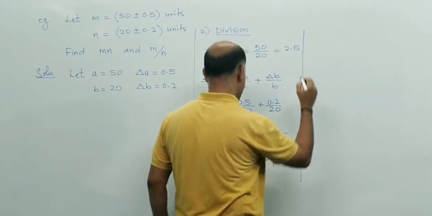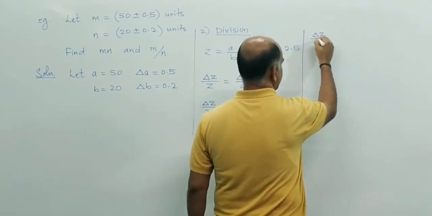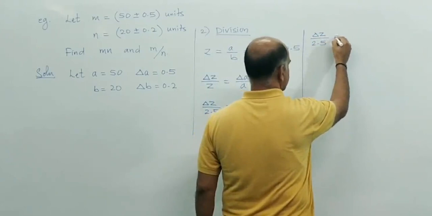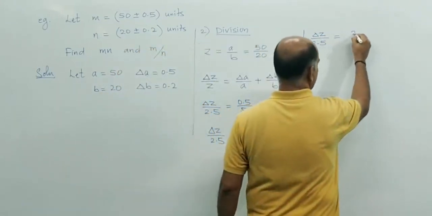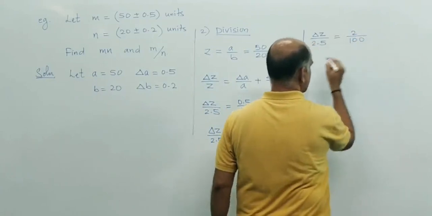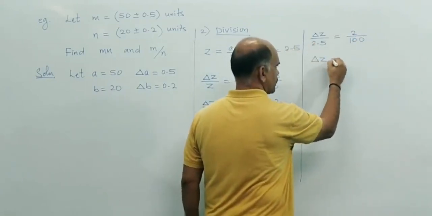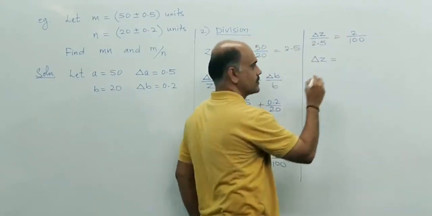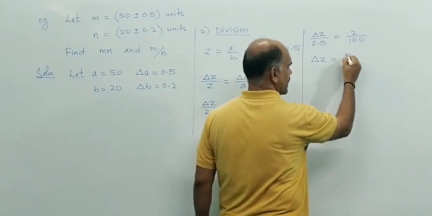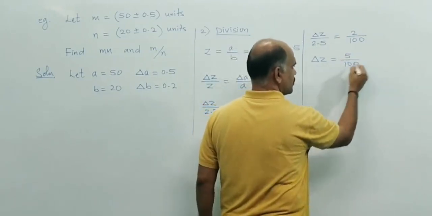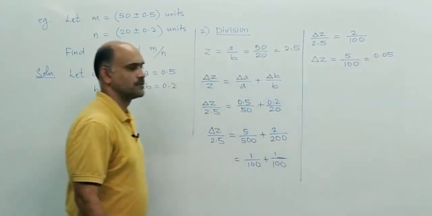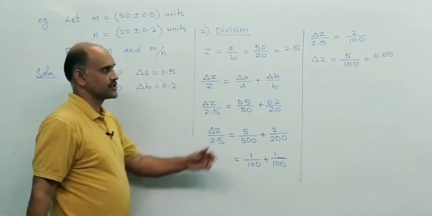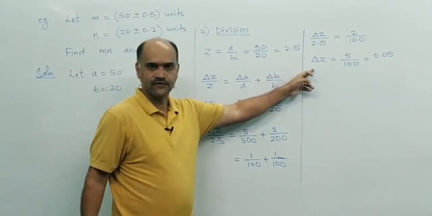So if I add, I will have delta Z divided by 2.5 is equal to 2 by 100. So therefore delta Z is equal to, cross multiply, 2.5 into 2 will be 5 divided by 100, or you can say 0.05. So the error is 0.05.